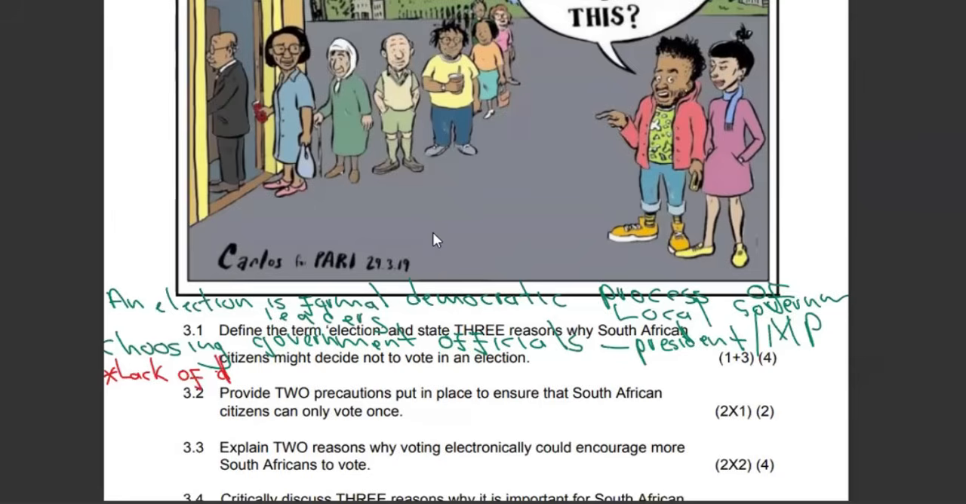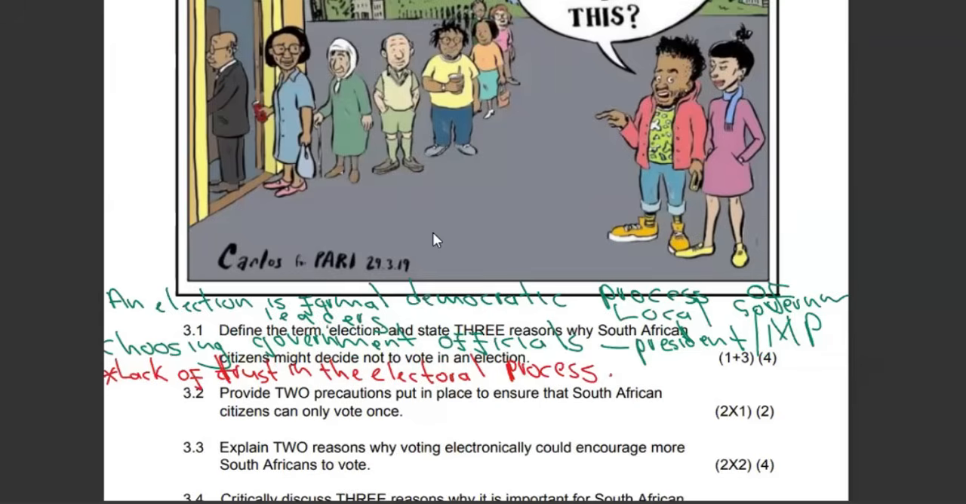Lack of trust in the electoral process. There are some people who do not have confidence in the electoral process, so there's a lack of trust in the electoral process. That is the first thing.